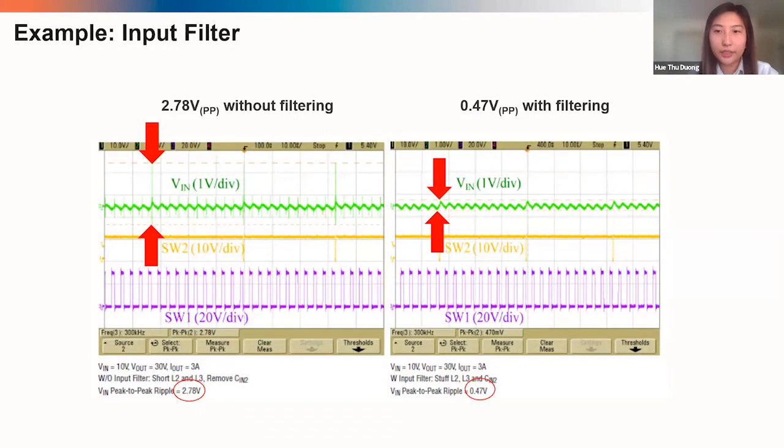And just a quick example here to show the benefit of input filtering. On the left here, we can see where we haven't used any filter caps, and the ripple voltage is 2.78 volts. And on the right here, where we do have a filter cap being used, the ripple voltage is 0.47.